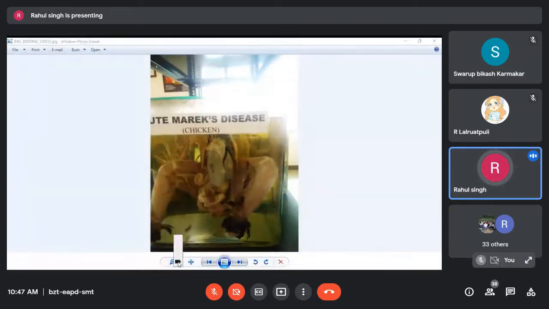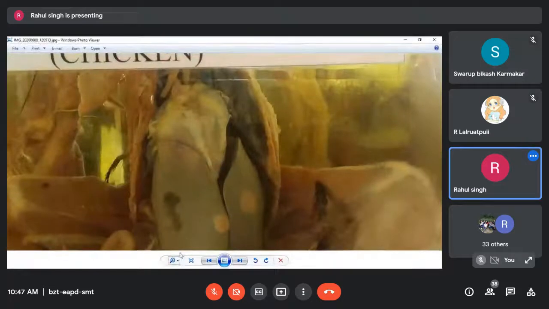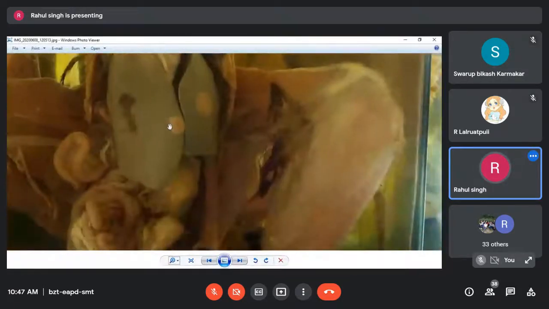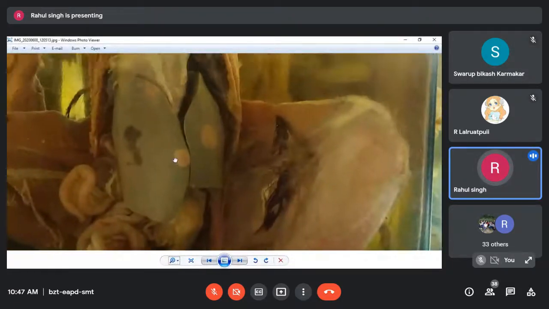Then another example of acute Marek's disease. In this case, the liver is not showing enlargement. Liver is smooth, but only one single lymphoma on each lobe has developed. Diffuse enlargement is not there.